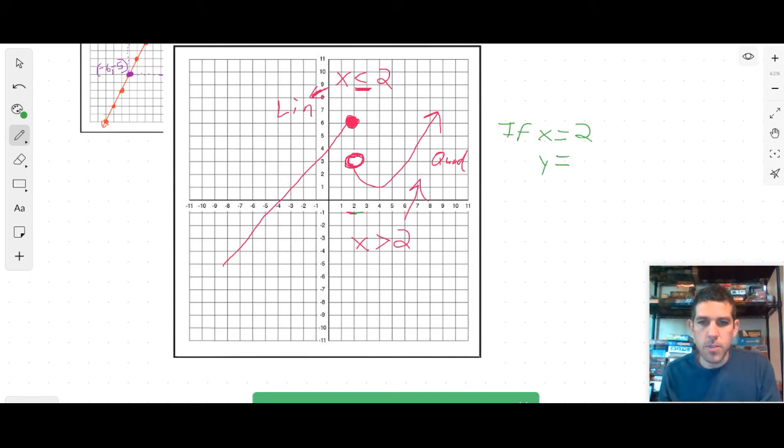Well, at x of 2, I look up and it looks like I run into the quadratic function and I run into the linear function. There's two options here. Well, the closed dot is the winner, the one that actually has the or equal to sign on it. So in this case, I would use a y of 6. I would use the linear function. So be careful when there's a gap in between two functions that you're using the closed dot as your answer. All right, that's it for piecewise functions, putting it all together, and I'll see you in class.